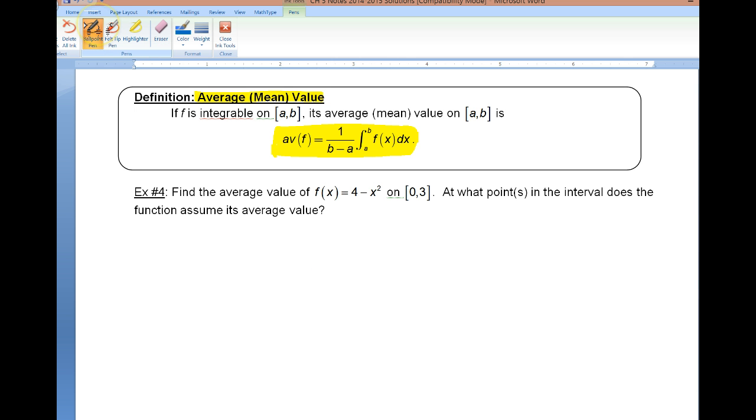Okay, average value. When I say average value, this is a y value. So if I give you a graph, in a closed interval we can figure out the average value over a specific interval.